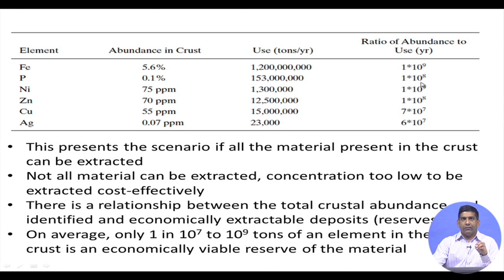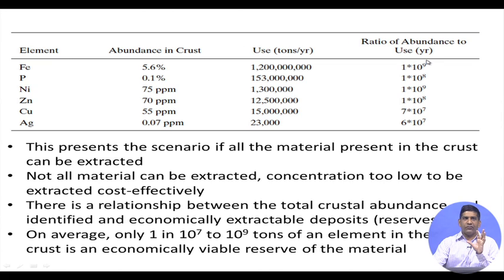how much it is available, if you do the math, we have around 10 to the power of 9 years of iron left. We have 10 to the power of 8 years of phosphorus, around the same for nickel as iron. Zinc and phosphorus are similar. Copper and gold are at around 10 to the power of 7 years. In this scenario, it's assuming that whatever is present in the Mother Earth, if we can extract each and every one of those materials, we have so many years left in terms of the usage of that material.